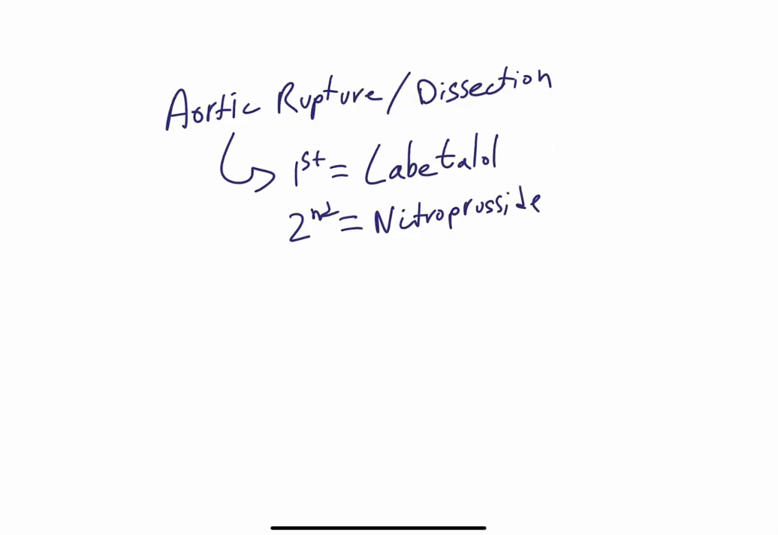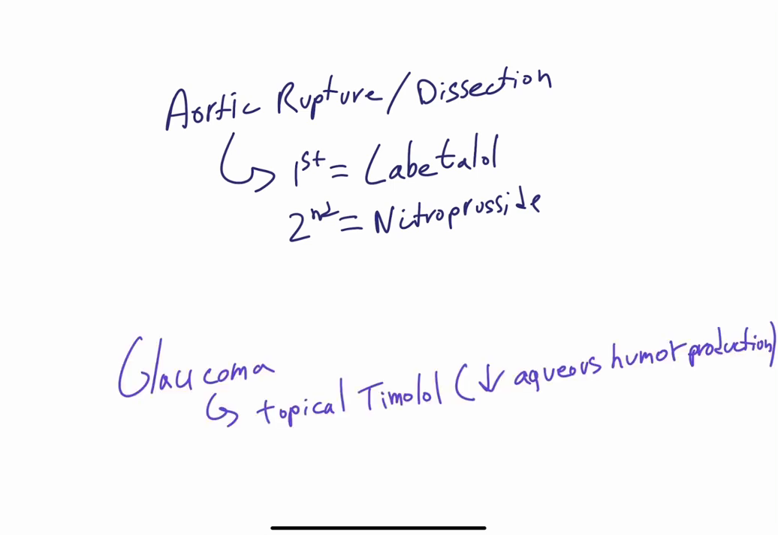Labetalol, in particular, is high yield for 2CK. For aortic dissection or traumatic aortic rupture, it's first line, followed by nitroprusside. Also, just know that you can combine esmolol with nitroprusside. That's another combination that you might see.